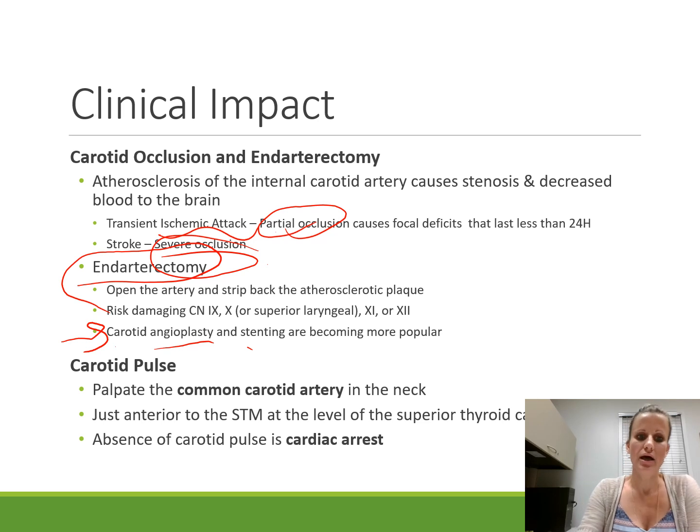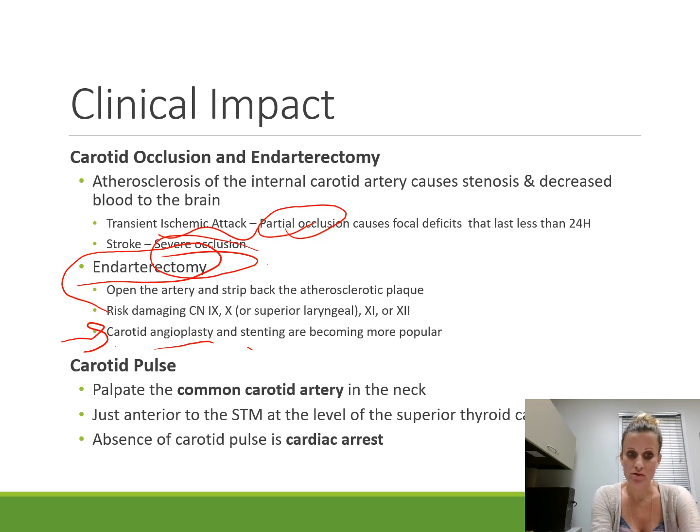When we do an endarterectomy, there's a lot of risk of damaging the nerves that pass through in that area. Right, so cranial nerve 9, 10, or its branch, the laryngeal, 11 or 12.